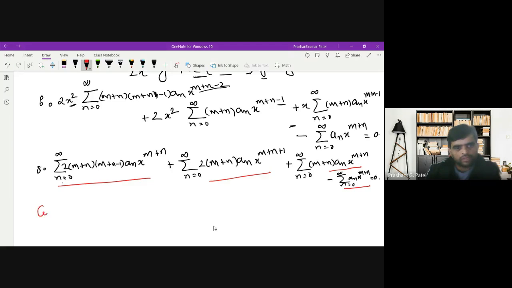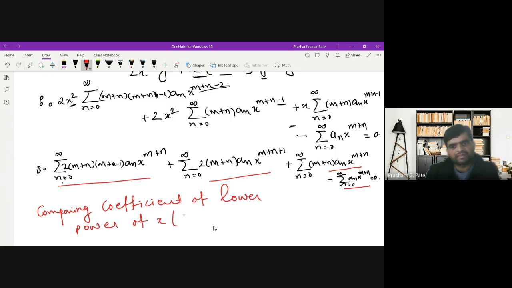So what I am doing is comparing the coefficient of the lowest power of x, that is x power m. Actually it is x power m equal to 0. So we can compare that lowest power to 0. So what is the lowest power in the first summation?